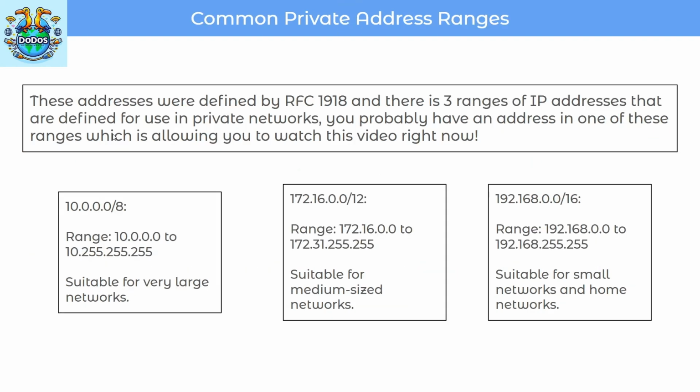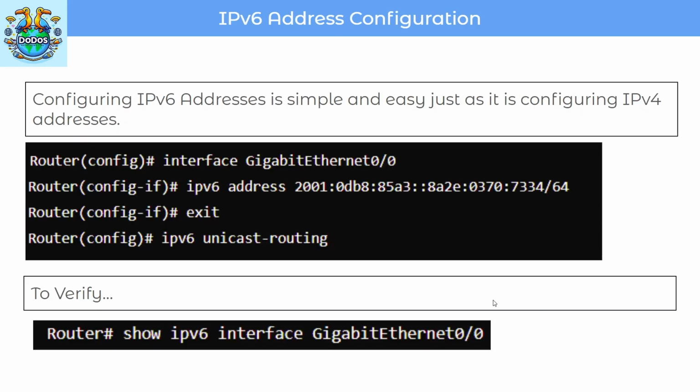So, common private IP address ranges. These addresses were defined in RFC 1918, and there are 3 ranges of IP addresses that you need to know. And you need to know these. So, we covered this: 10.0.0.0, this is for Class A. This is for Class B, 172.16.0.0, and this is for Class C. These are the 3 private IP address ranges, and you need to know and be able to identify these.